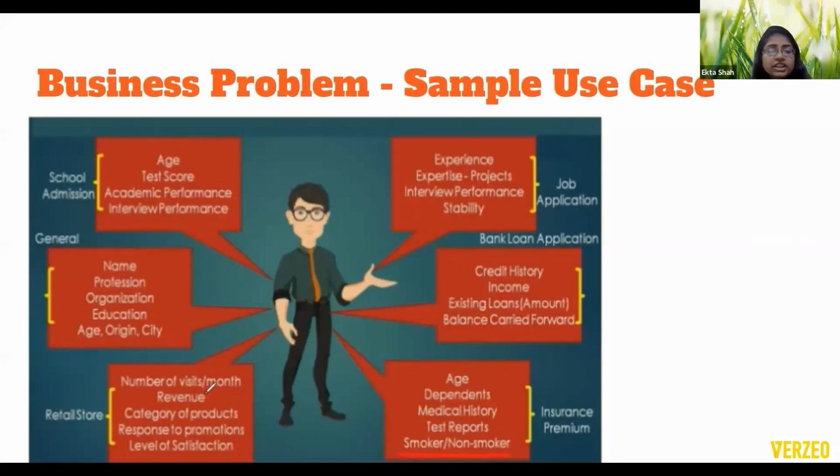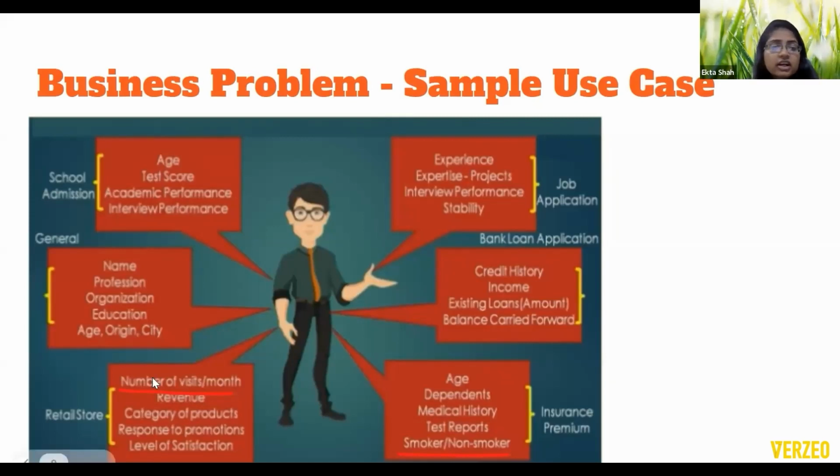Then what you have on the retail store visits, like if you're visiting something like Big Bazaar or D-Mart, you'll get all the information from there: the number of visits per month, revenue, category of products, response to promotions, level of satisfaction. These are just some of the categories that you can see in terms of the data points that we have for a particular user. So this is a wide variety of data that we have.